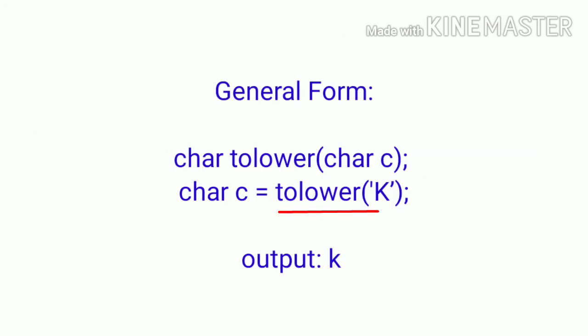The general format of tolower is: char tolower, function name, within parentheses give the character, that is char c. This is the syntax of the tolower function. Example is: char variable c equal to tolower of, within single quotes, give the character, that is capital K. Here we are using the function tolower. So this K is converted into small k, that is a lowercase letter. So the output is k.